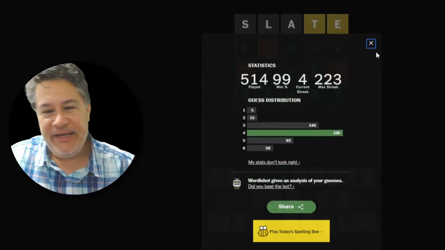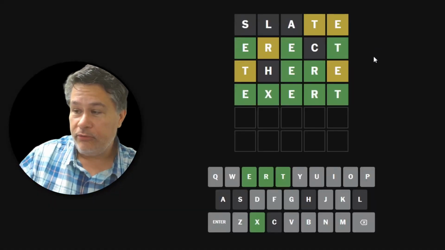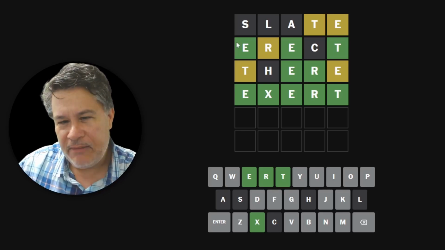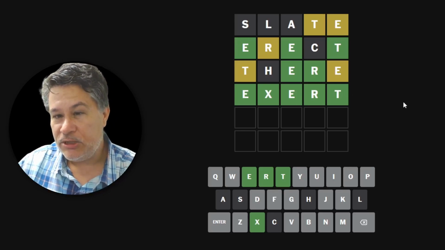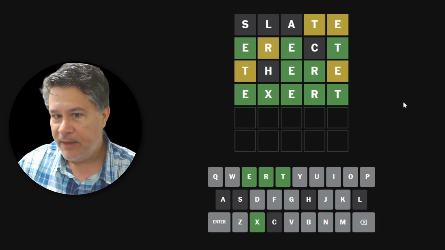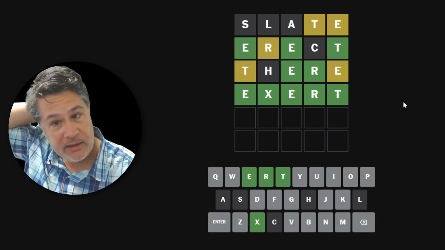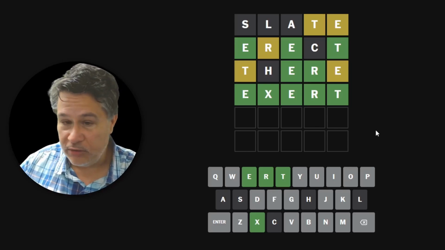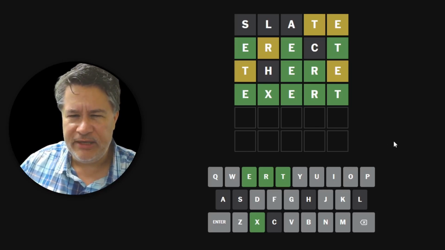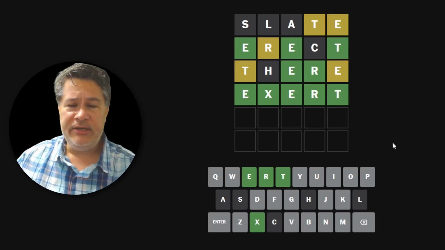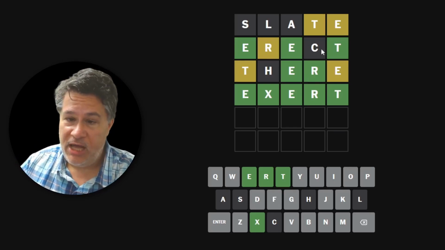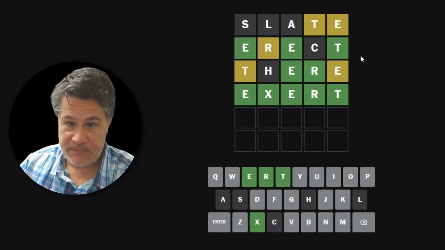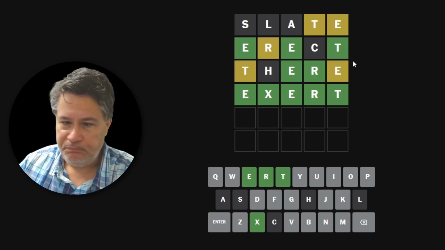Kapow! Pretty good, pretty good. That's very hard to do, first off. And to get that in four is pretty close to as fast as you can get it, okay? Because usually you don't have the thing figured out yet and you have to go at least two more rows. So you can see why this could be potentially extremely challenging. But there you go. Starting with Slate was perfect. Erect was an unbelievably good guess. And it handed me the answer.